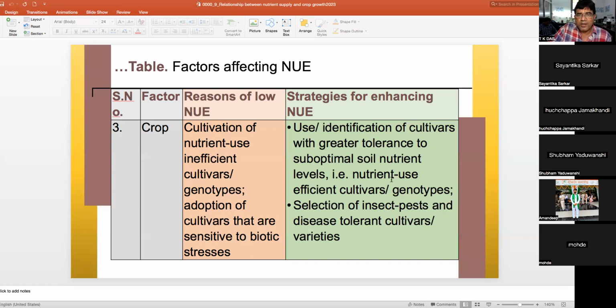So what can be done? Identify the cultivars or varieties which have more efficient nutrient use efficiency, which are tolerant to insect pests and diseases. And also we need to have strategies for improving the root growth. If we are able to improve the root growth, if there are no hindrances for the root growth, we can increase the nutrient use efficiency.